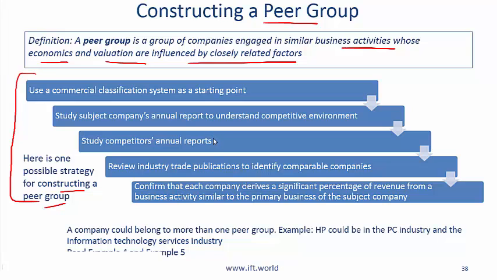In financial analysis, it is important to compare the performance of a company with other comparable companies. So the other comparable companies is essentially the peer group. Note that a company could belong to more than one peer group. For example, HP could be in the PC industry and in the information technology services industry.